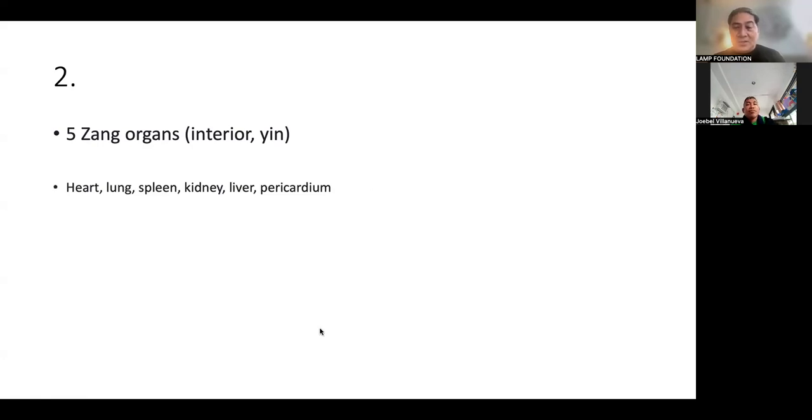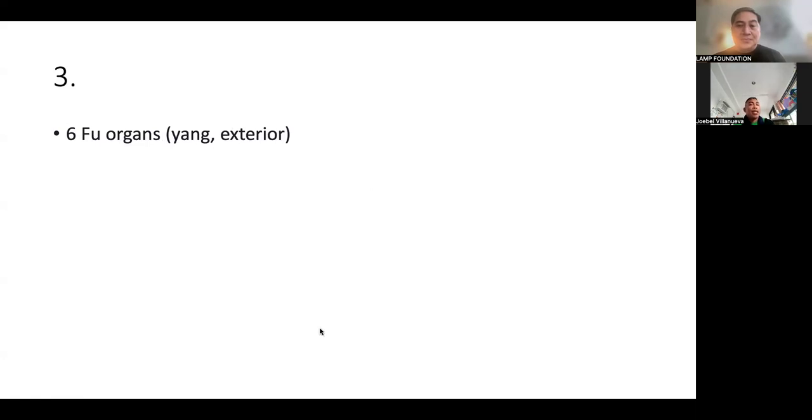Okay, although we don't consider the pericardium as an organ, so bale anim na siya, no? Technically, there are only five. What are the six Fu? So the yang organs, we have the gallbladder, stomach, small intestine, large intestine, bladder, and sanjiao.